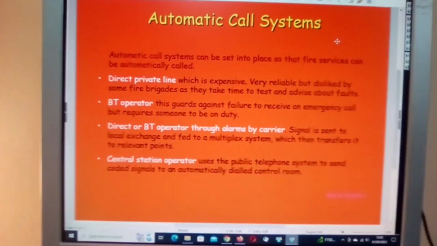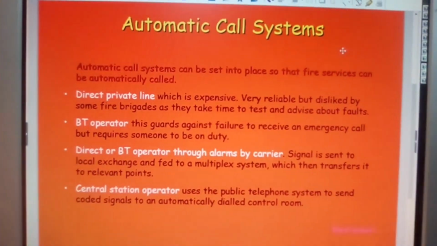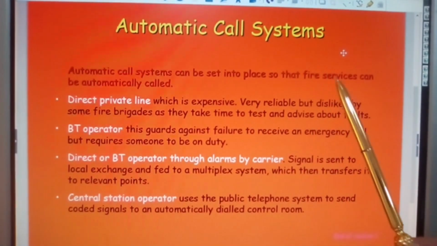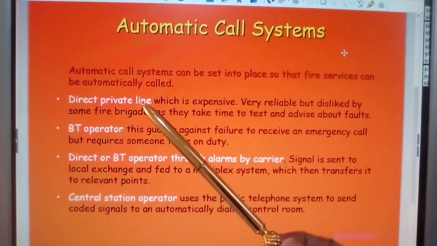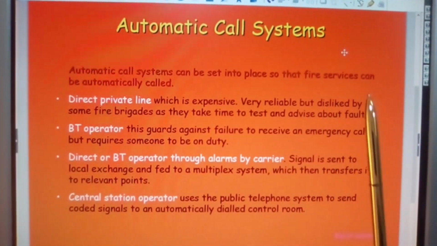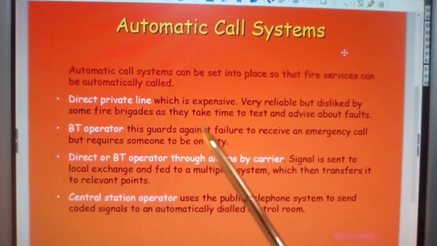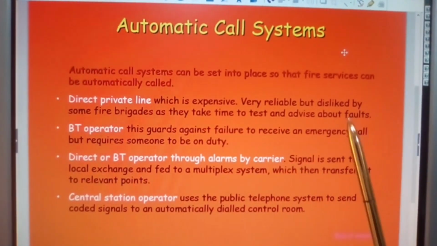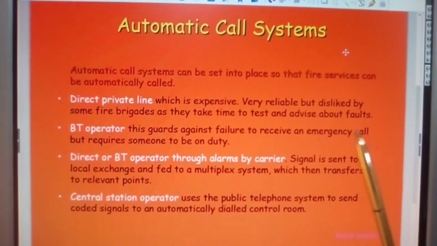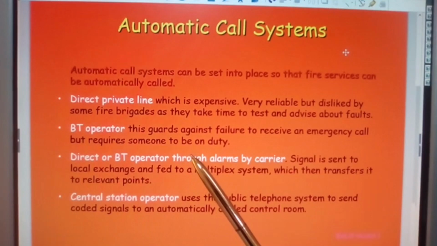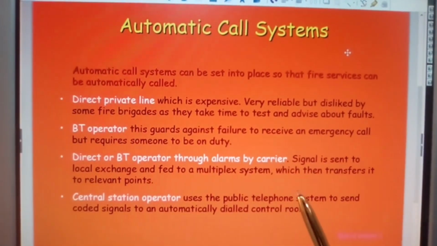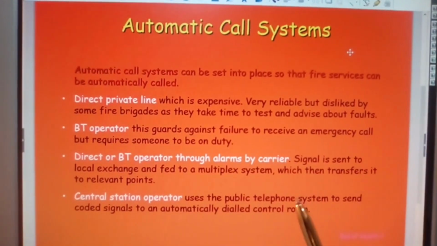Automatic call systems. Automatic call systems can be set into place so that fire services can be automatically called. Direct private line, which is expensive, very reliable, but disliked by some fire brigades as they take time to test and advise about faults. BT operator discards against failure to receive an emergency call, but requires someone to be on duty.